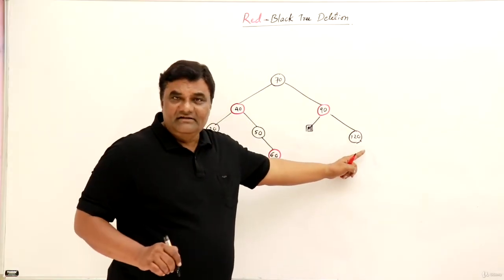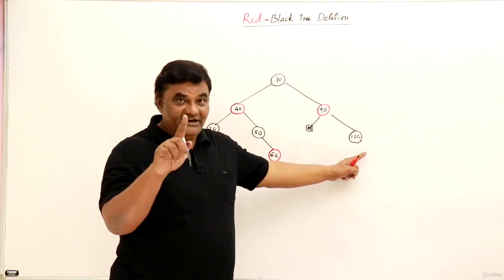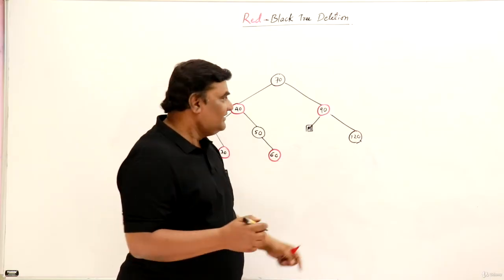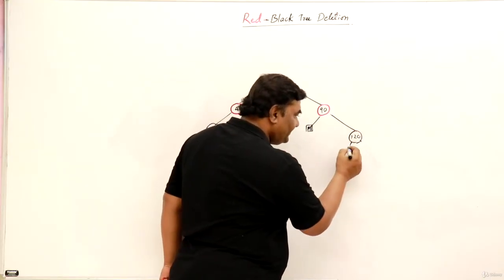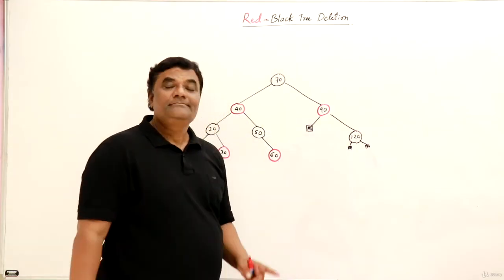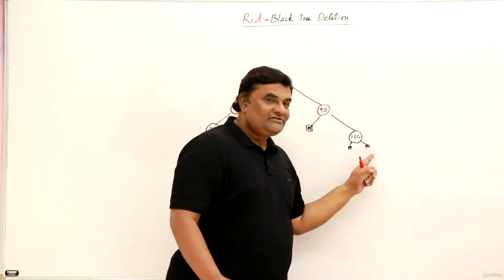It is also black. So if it is also black, check its children. If they are red, perform rotation. If they are black, change the color. It doesn't have any children. No, it is having null values, right? Null values. What is the color of nulls? Black. Sibling is black and its children are also black.